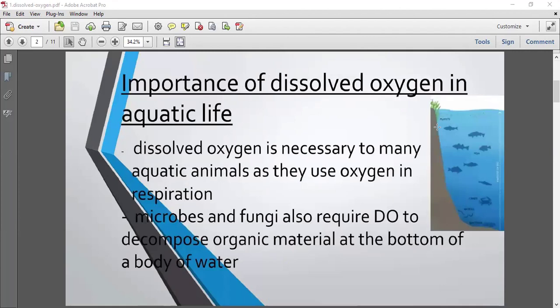The importance of dissolved oxygen in aquatic life: dissolved oxygen is necessary to many aquatic animals as they use oxygen in respiration. Microbes and fungi also require DO, the short form of dissolved oxygen, for decomposing organic material at the bottom of a body of water. So this is one.